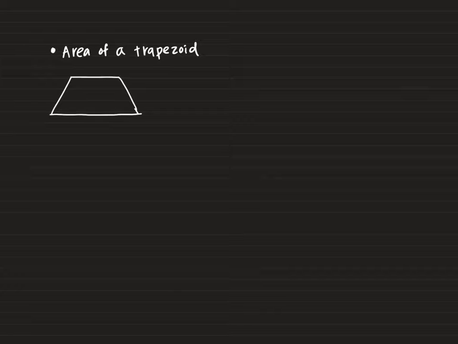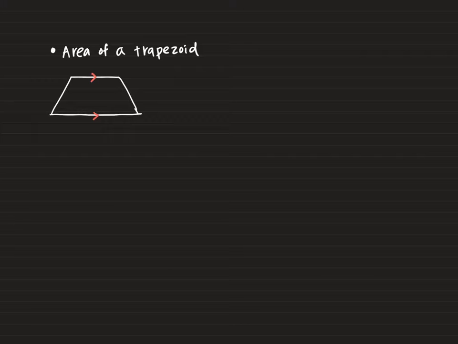I do want to review finding the area of this shape. When you have a trapezoid, and this is going to be related to question number 9 from your homework, which means you're going to have two lines that are parallel. So you have a pair of parallel lines, and then the other ones are not going to be parallel. You're going to use a different equation than base times height.